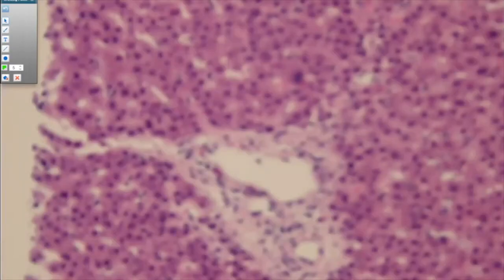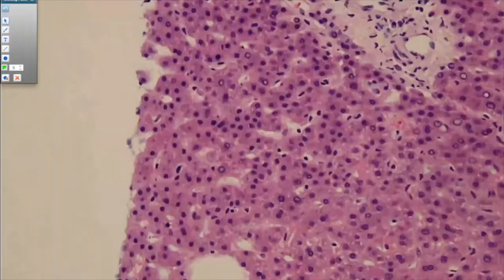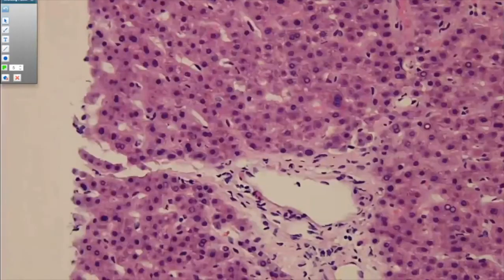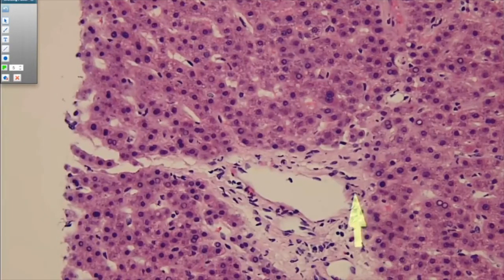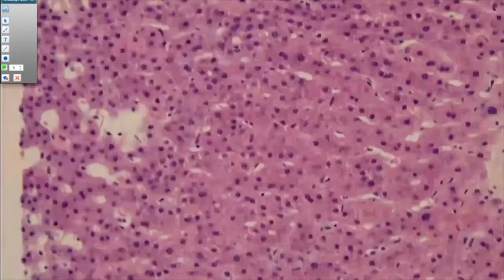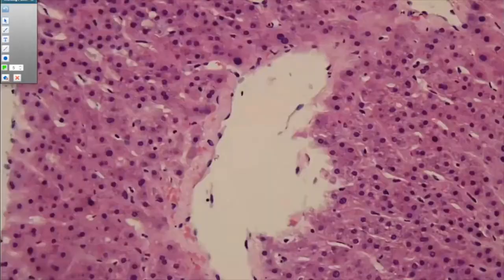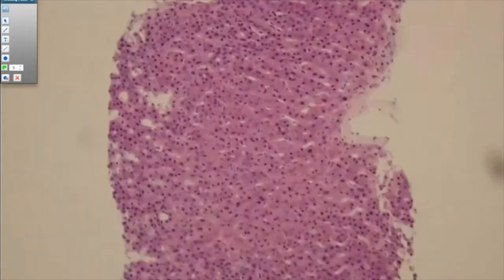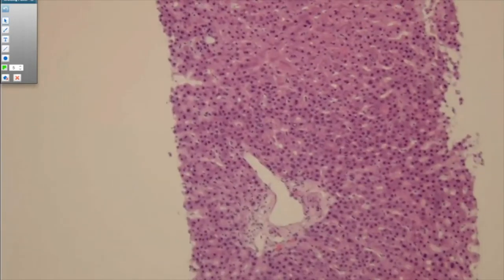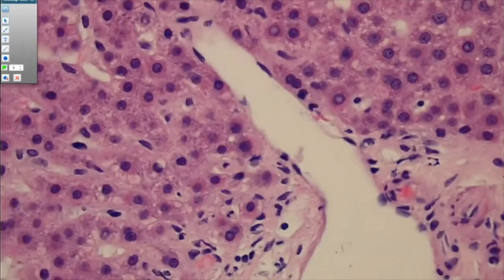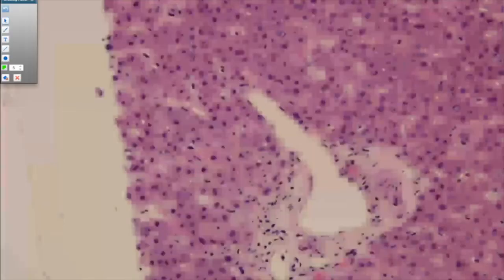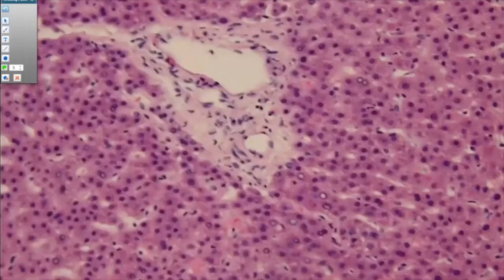For example, here is the central vein, and this is a portal triad. There is no bile duct. And here is a possible artery, but it's so small. Let's look at another portal triad. Here is a bile duct, but injured. It is a very atrophic, small bile duct, and the artery is reduced. So this is good for chronic rejection.